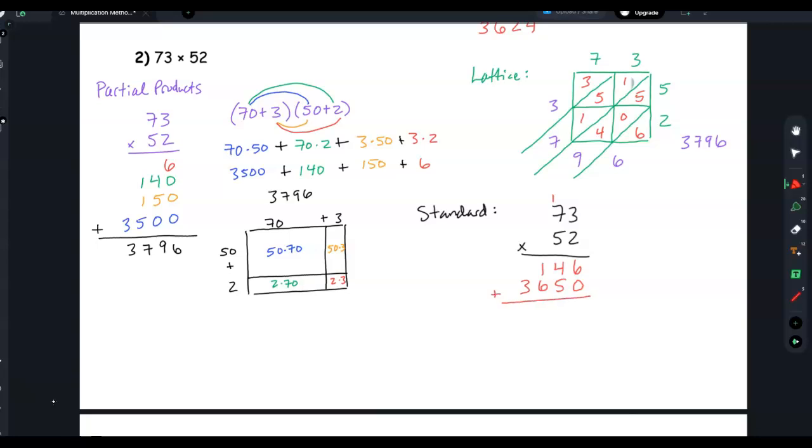And then add these together. 6 plus 0 is 6, 4 plus 5 is 9, 1 plus 6 is 7, and then just the 3. And I get the same answer.